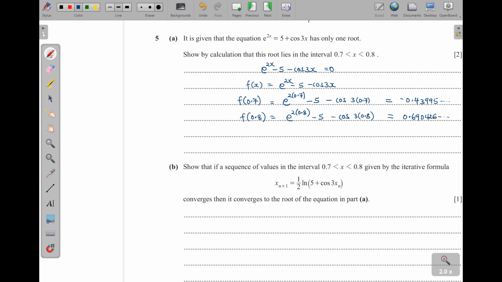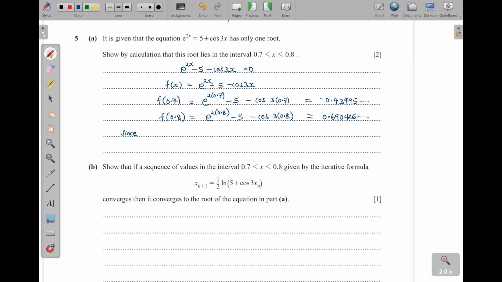Then you can conclude and say since there is a sign change between f of 0.7 and f of 0.8, the root lies in between 0.7 and 0.8. 0.7 less than x less than 0.8.